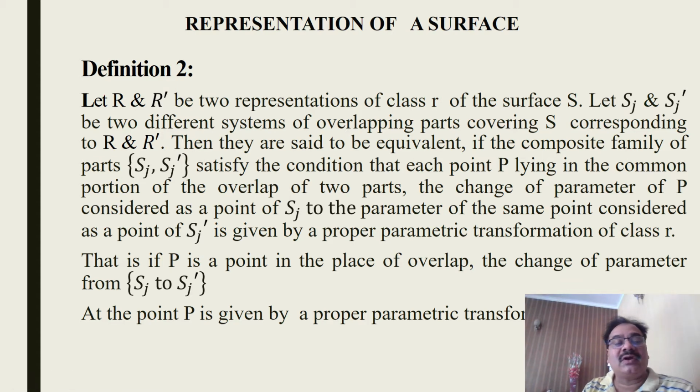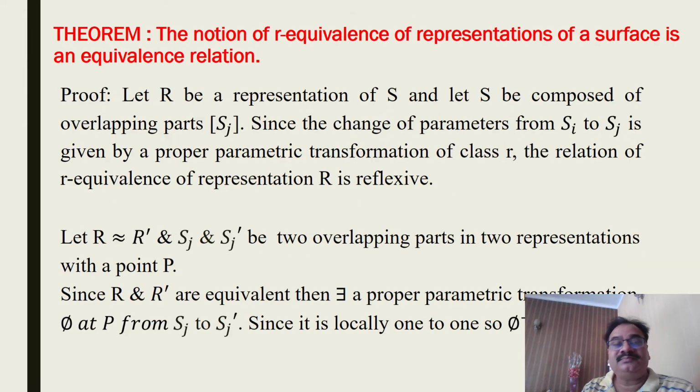okay, so this composite family of parts of Sj and Sj dash is given by a proper parametric transformation of class R. That is, if P is a point in the place of overlap, the change of parameter from Sj to Sj dash at the point P is given by a proper parametric transformation of class R.